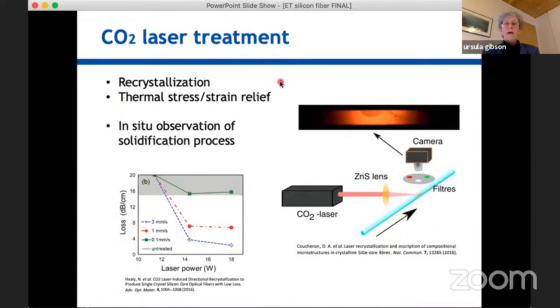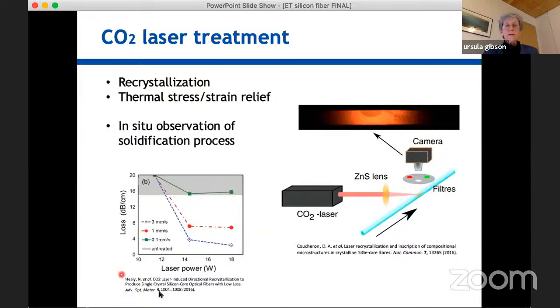Now, I said that as drawn, they may be inhomogeneous, and they may have quite a lot of strain. And so what we have done very successfully is that we take our fiber, or the glass people call it a cane because it's rigid, and we run that past a CO2 laser, and we can actually melt the core. We can watch as this occurs just by using a CCD camera, and we can learn a lot about what is going on in terms of making the core homogeneous, recrystallizing it, etc.